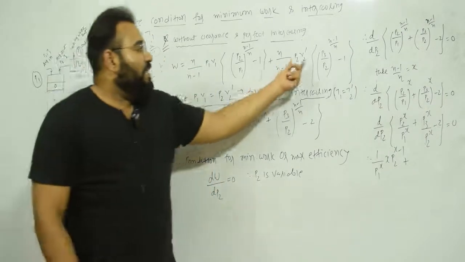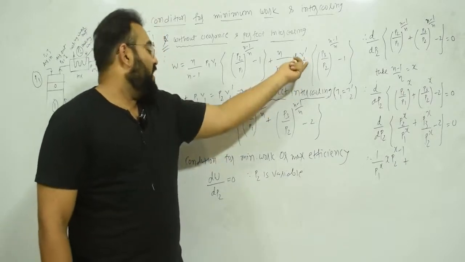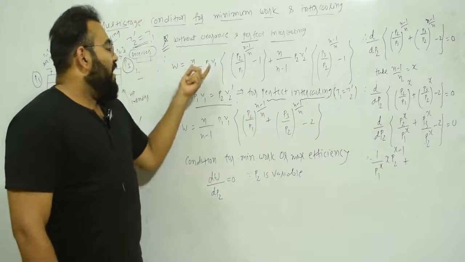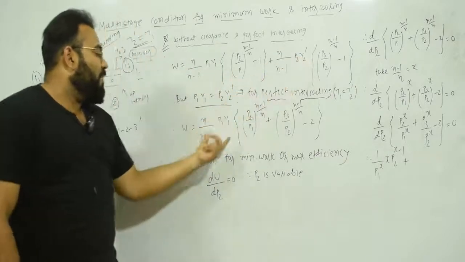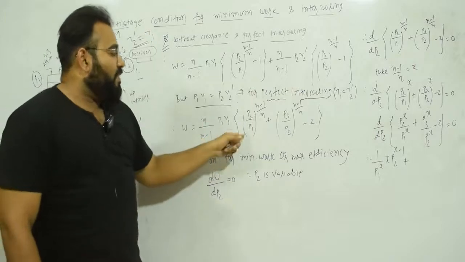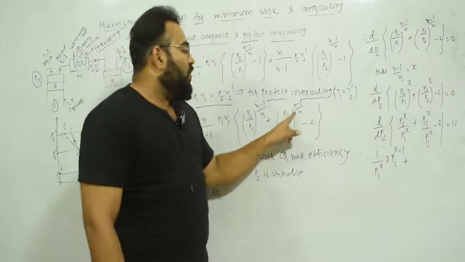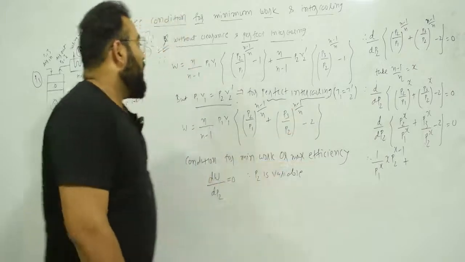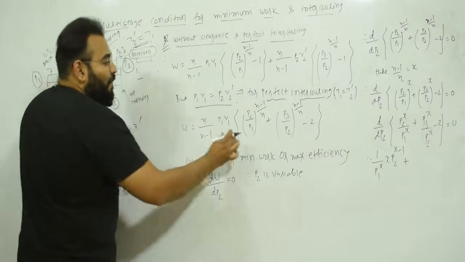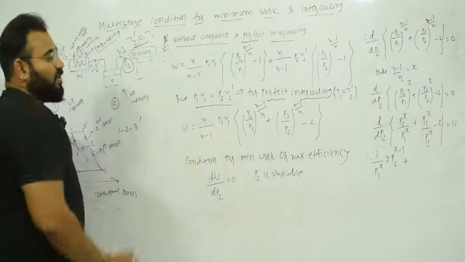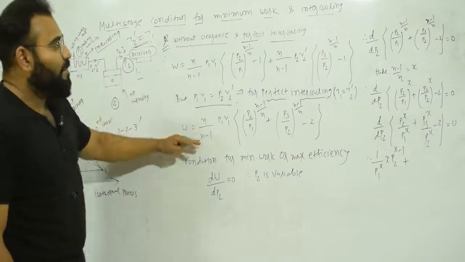So here, instead of P2 V2 dash, write P1 V1. Then n upon n minus 1 P1 V1 becomes common in both terms. The equation will be something like this: P2 upon P1 raised to (n-1) upon n, plus P3 upon P2 raised to (n-1) upon n, minus 2. This equation is for without clearance and perfect intercooling. This is the work done equation for without clearance and perfect intercooling.